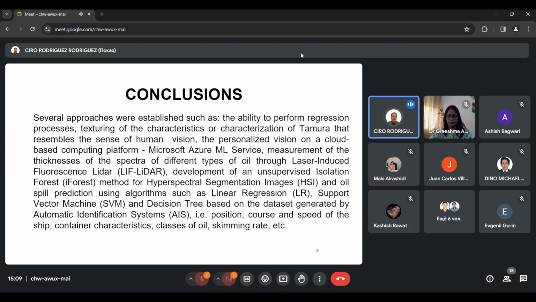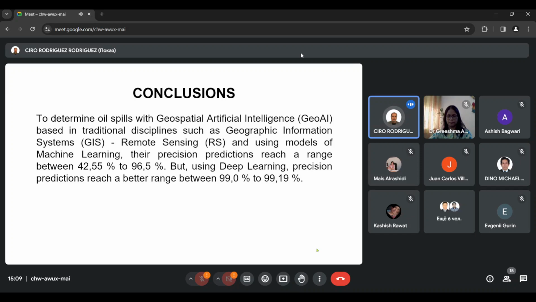And so we can conclude that there are some technologies that can be used to solve this problem that damages the environment. Okay, so to determine the oil spills with geospatial artificial intelligence, based on traditional disciplines such as geographic information system or remote sensing, it can be using models of machine learning with the precision prediction that reaches in the range of 24% to 96%. But using deep learning, the precision of the prediction reaches a better range between 99 and 99.19%. So it's a better accuracy of identification of this.